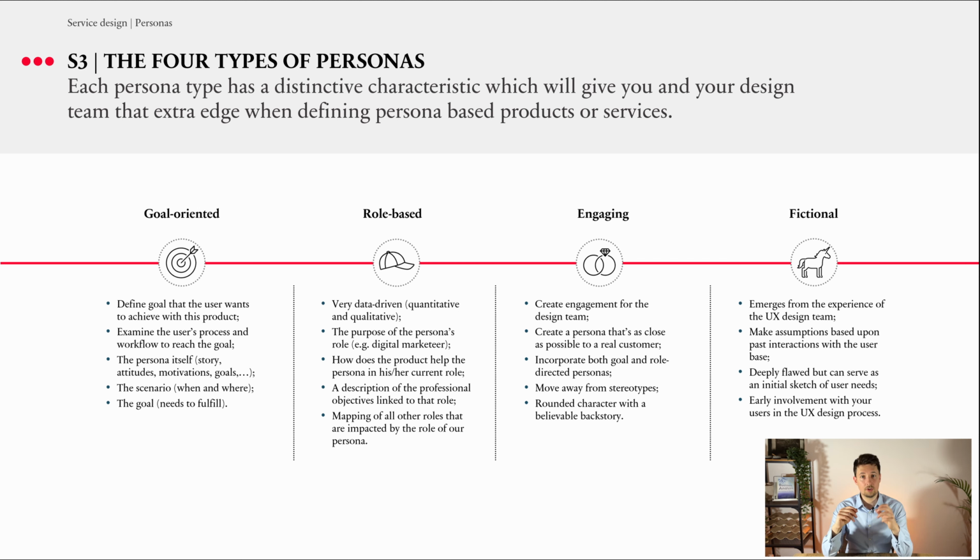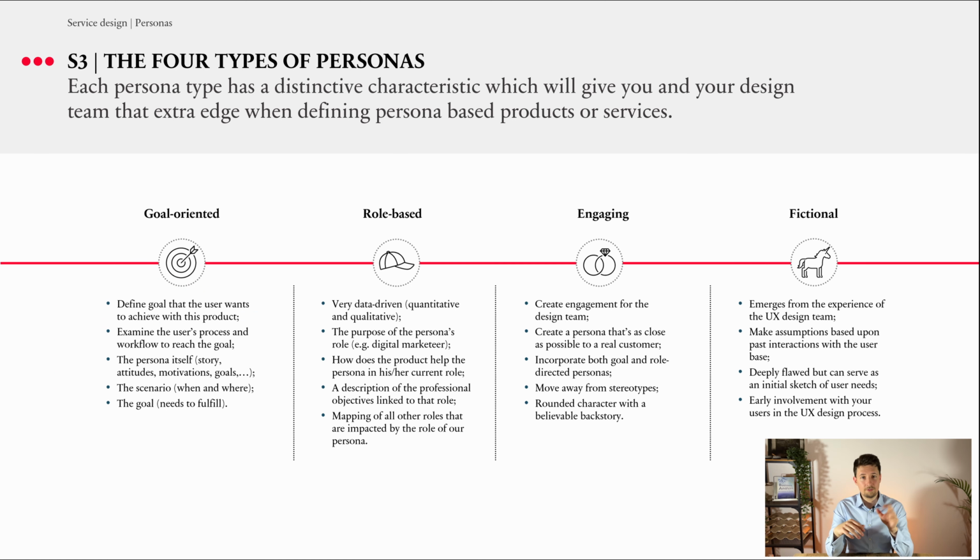And third is the persona's goals. This element defines what the persona wants or needs to fulfill. The goal is the motivation of why the persona is taking action. The scenario ends when the goal is reached. Now that was the goal-oriented persona.